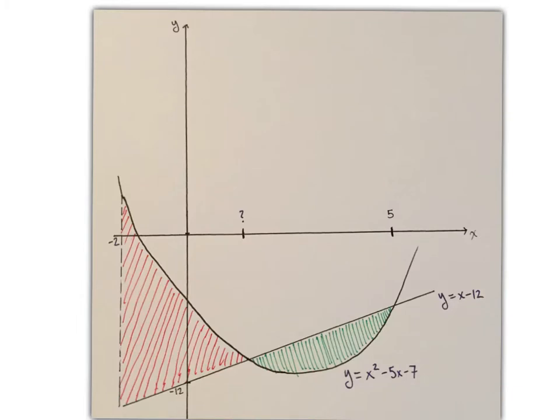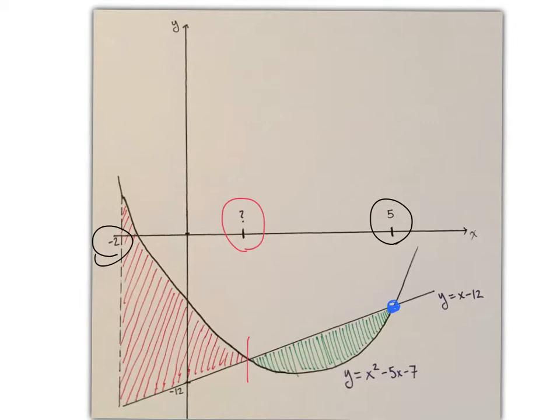Okay, so you see the line, that's y equals x minus 12, and we've got the parabola, y equals x squared minus 5x minus 7. I've marked a few things. We were told in the problem statement we're going between negative 2 and 5. And one of the things that we'll see in a moment is that this intersection point right here actually happens when x is equal to 5. And the other thing we need to figure out is, where is this point? There's this other intersection point, and we'll determine that as we go along.